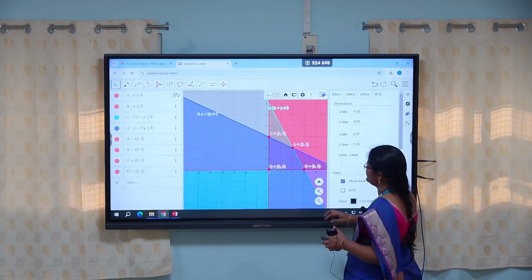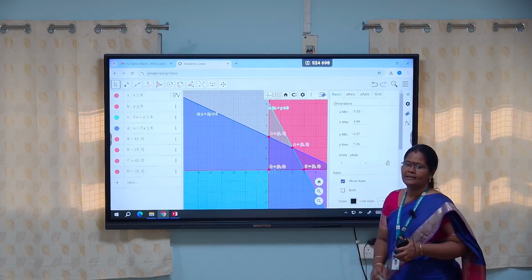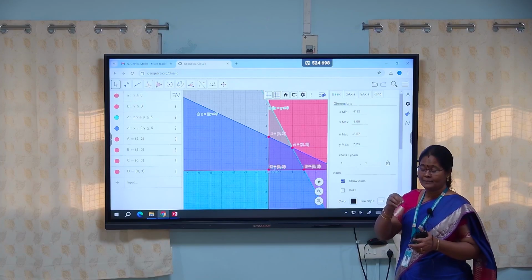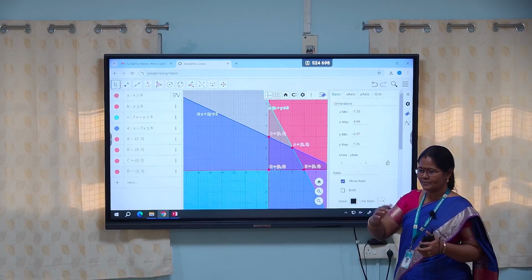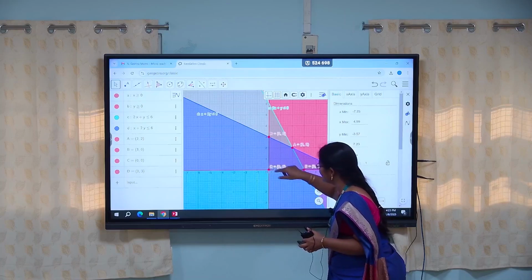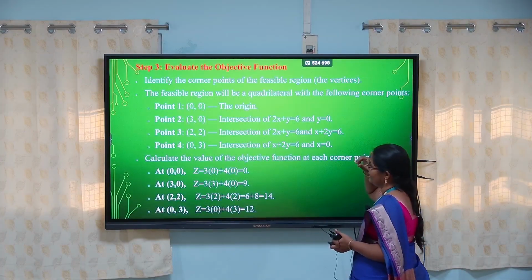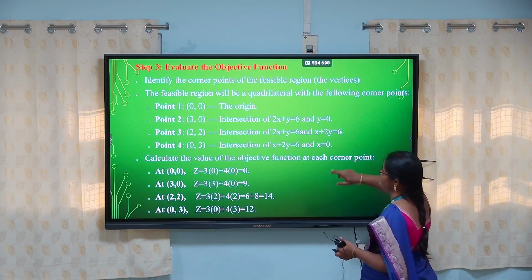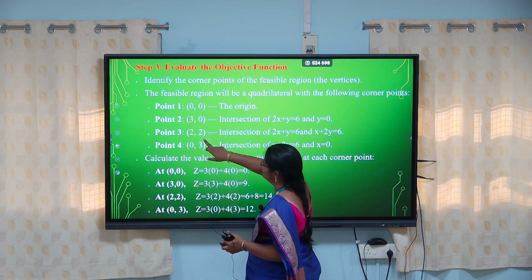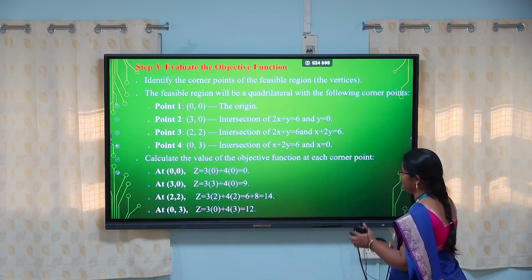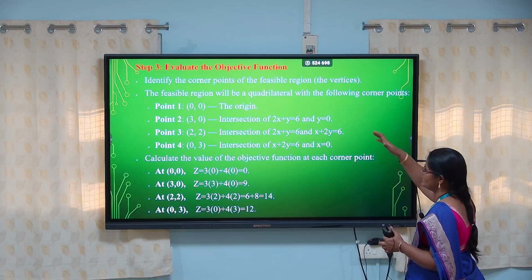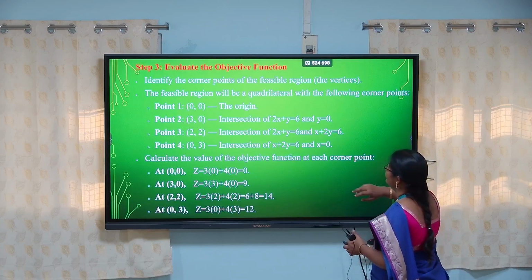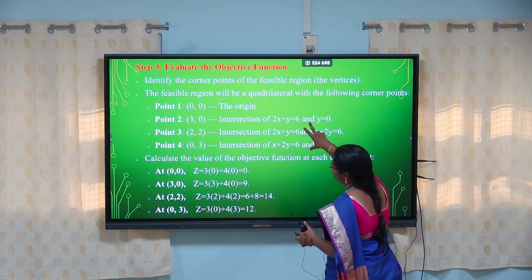In the graphical method, the maximum value or the minimum value of the objective occurs at the corner points only, right? We have identified the 4 points A, B, C, D. The points are (0, 0), (3, 0), (2, 2) and (0, 3), which construct the feasible region. Now we have to maximize this objective function.